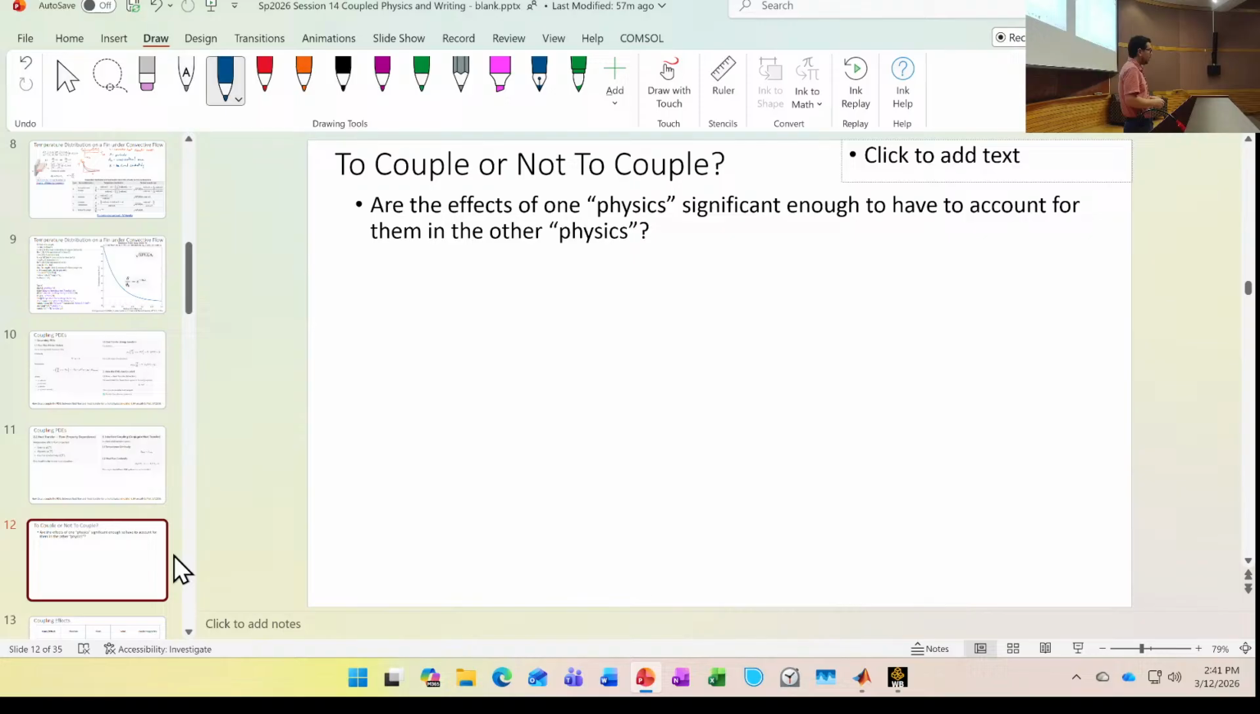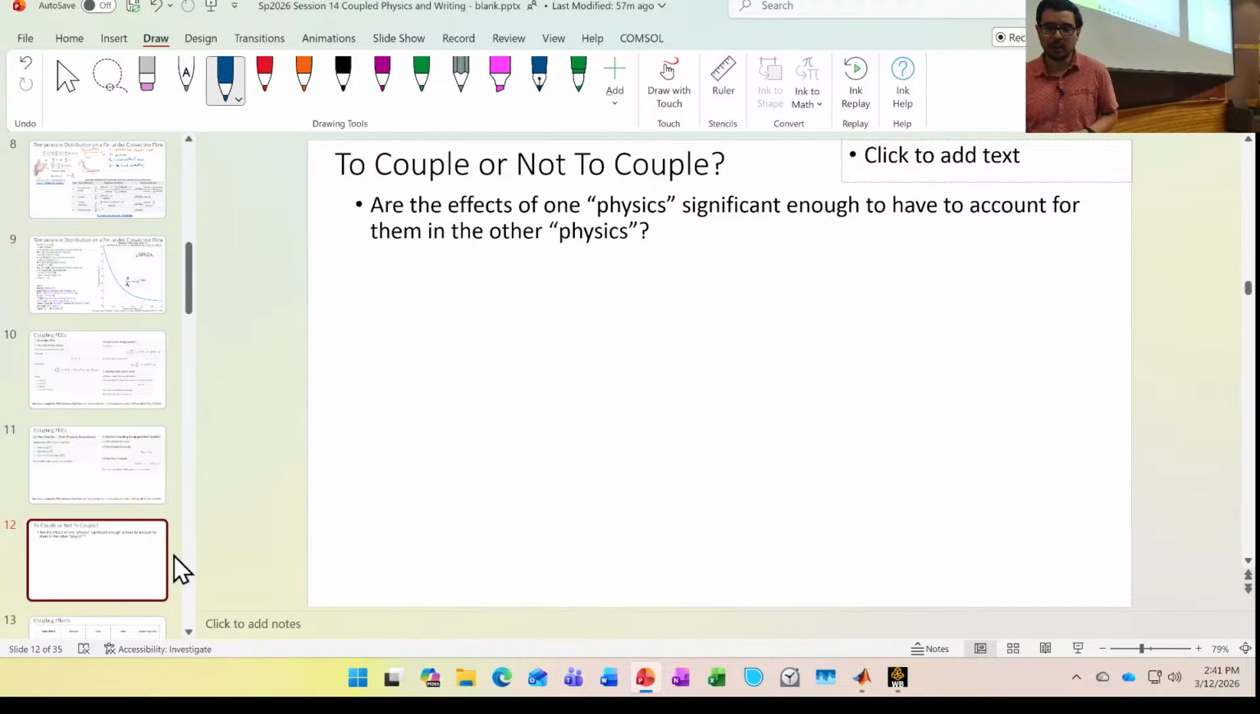If you can avoid it, avoid it. If one phenomenon has much higher values than the other, then you can forget about it. But if not, you have to keep both. If you can simplistically model one of your physics and then use that as an input to the other one, that's nice. That's the more convenient way to do it.